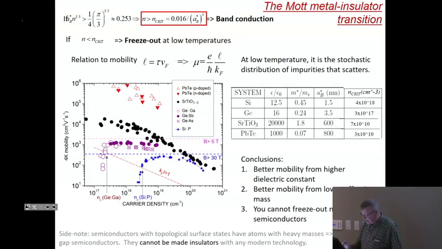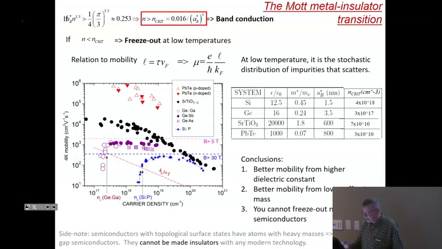Here is silicon. You dope silicon less and less, and you can go to low temperature. And at low temperature here, you will freeze out your silicon if you have your carrier concentration at 10^17 or below. If you have your carrier concentration at 10^19, it will never freeze out. Germanium at 10^17 will never freeze out, but silicon will freeze out here, and you get the Joffe-Regel limit here.